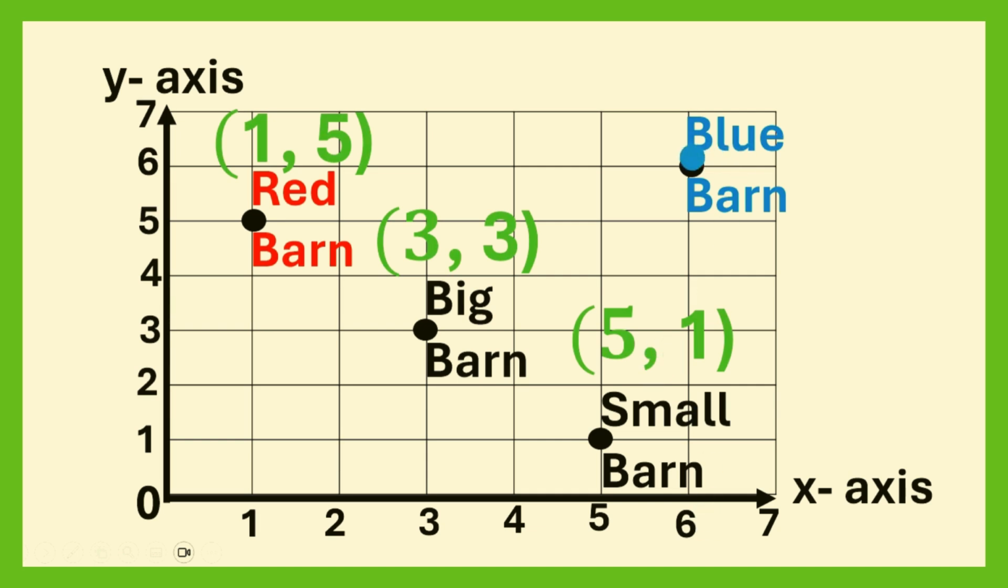And the last one, which is the blue band, is on the x-axis at 6, and on the y-axis as well at 6. So that will be 6, comma 6. And so that is it about coordinate geometry.